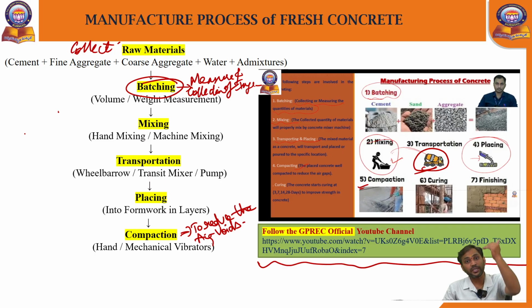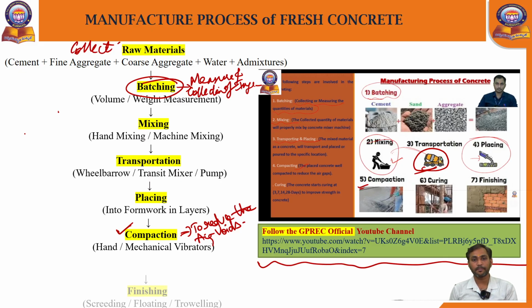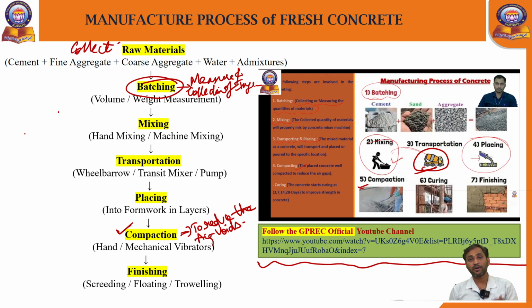So to reduce the air voids, we have to do this compaction process. The compaction process is done by hand method or mechanical method, nothing but vibrators. Due to the vibrators, all the aggregates will be properly arranged, not settled. And last, after the compaction, finishing. After the compaction process, we have to finish the level surface of the concrete member.